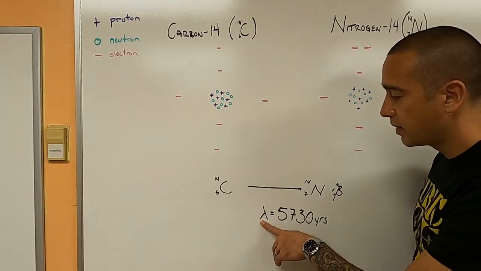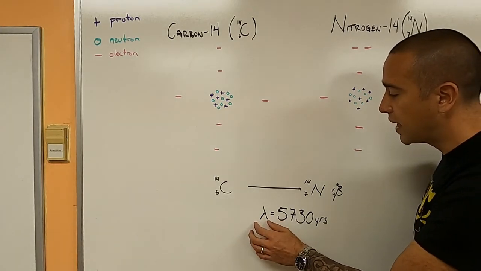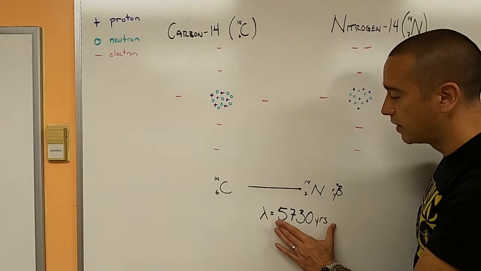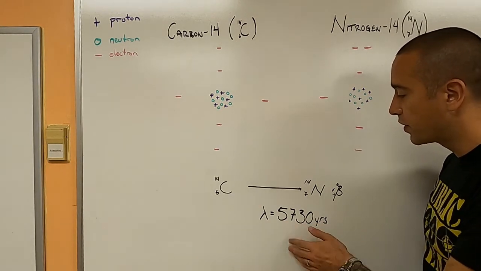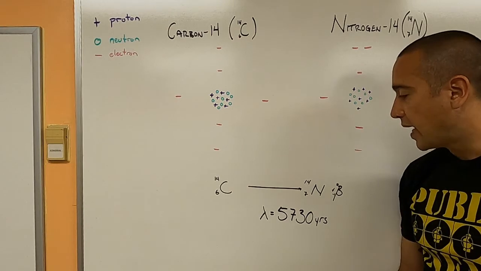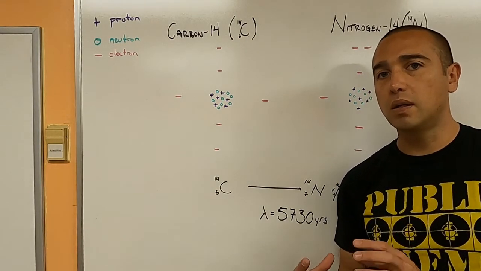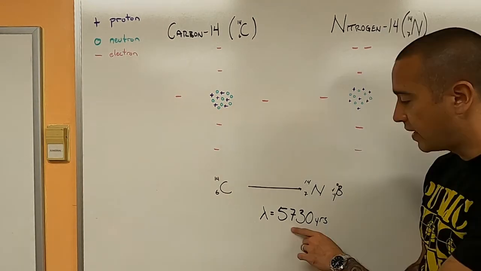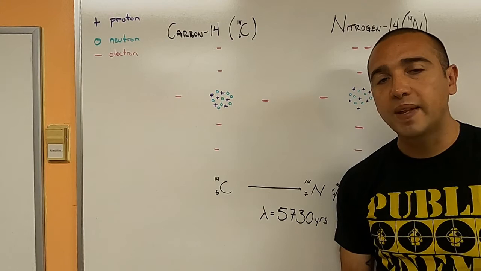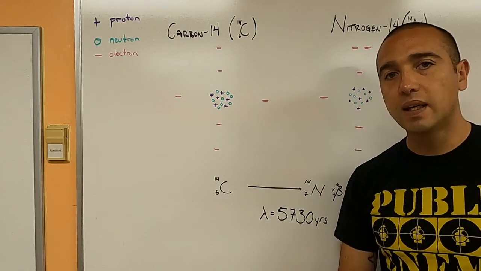This symbol here is a lambda, and it symbolizes what's called the half-life. The half-life of carbon-14 is 5,730 years, give or take. And what that represents is that if you have a sample that is all 100 grams or 100% carbon-14, in this amount of time, half of that sample will have turned into nitrogen-14.